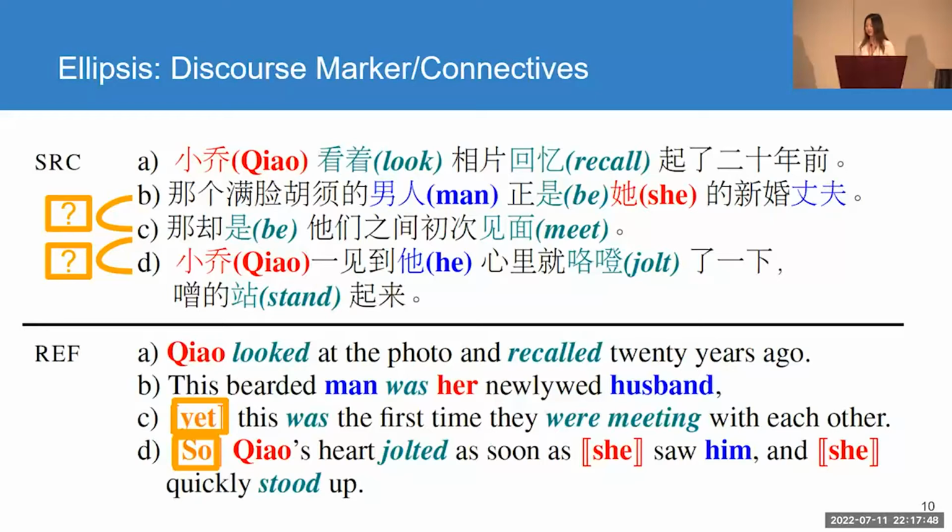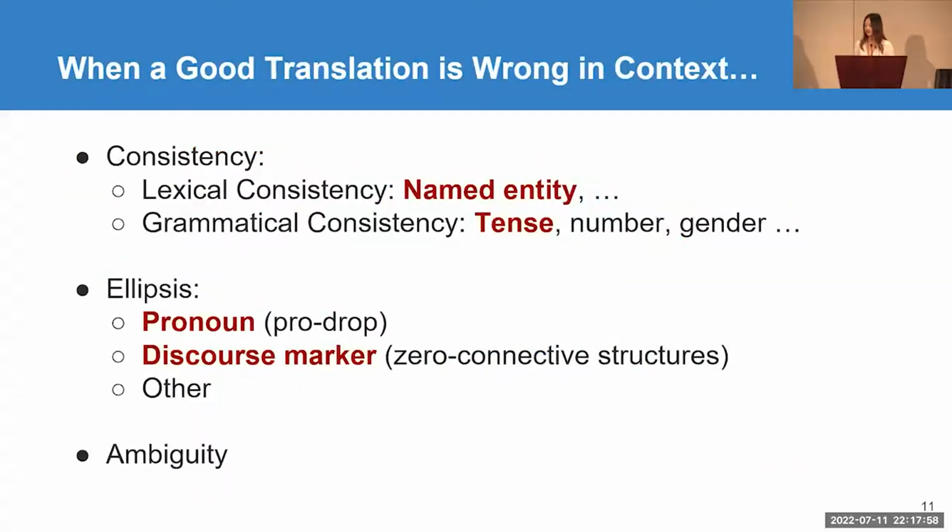And in terms of ellipses, in addition to the omission of pronouns we've discussed previously, the omission of discourse markers is also quite common in many languages. This slide is a summary of the discourse phenomena that could cause a good translation to be wrong in context, namely consistency, ellipses, and ambiguity.